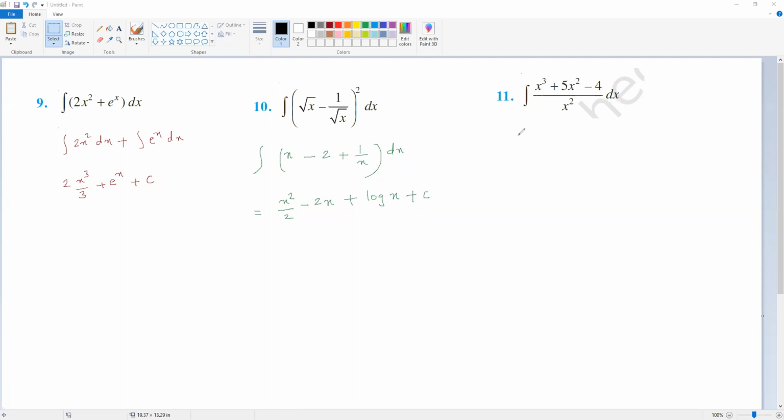Now, the last one. So integral, we have not studied the quotient rule yet, and there is no quotient rule and product rule in integration as of right now. So then you can divide every term. So x cube by x square, it is x, plus 5x square by x square, cancels, 5, minus 4 by x square dx. So now integral of x is x square by 2, plus 5 constant, integral of the remaining 1 will be there. Integral of 1, or integral dx, is x, minus 4 constant. We know the derivative of 1 by x is minus 1 by x square. It's a standard result, we saw it. So integral of minus 1 by x square is 1 by x. So it is plus 4 by x, because 4 into derivative of 1 by x is minus 1 by x square. So it is plus 4 by x plus constant of integration.